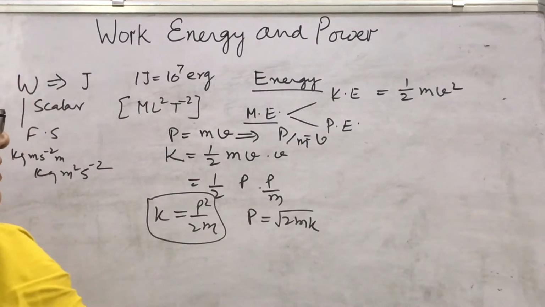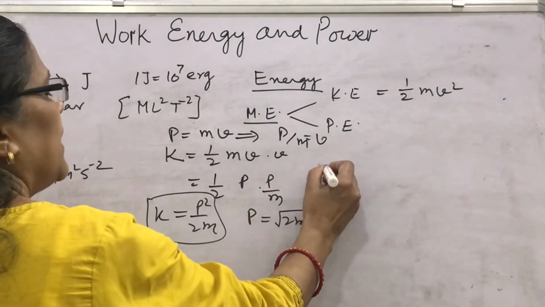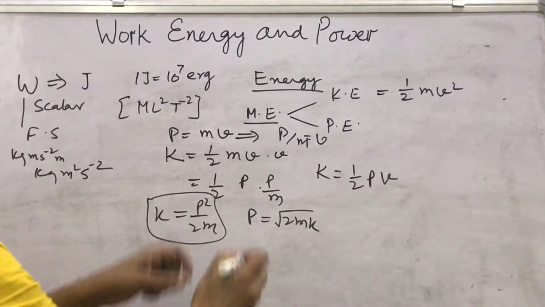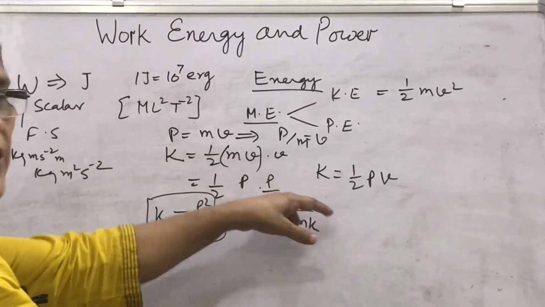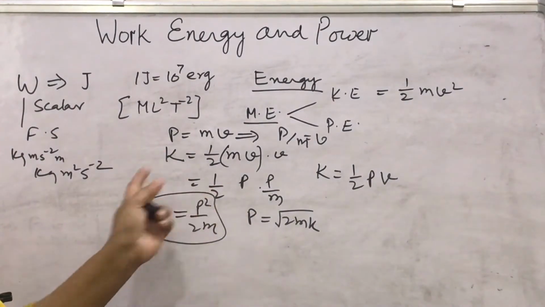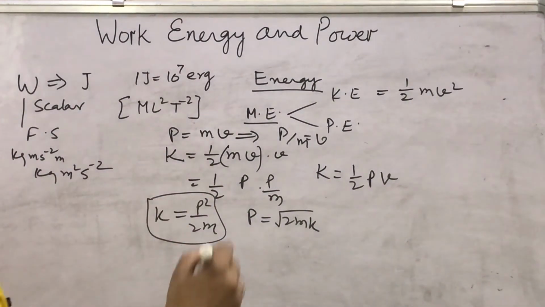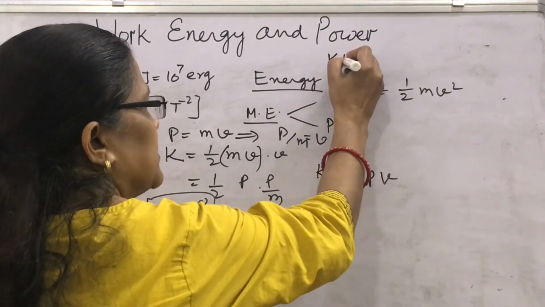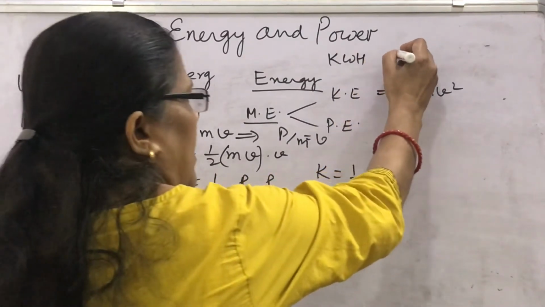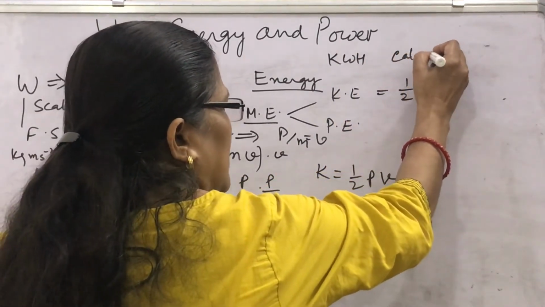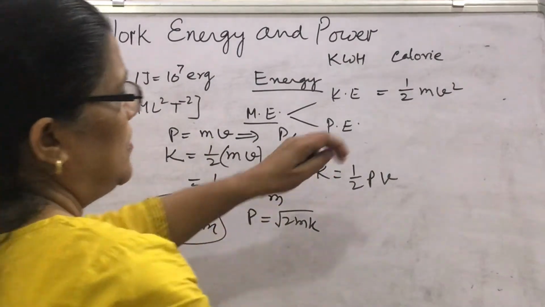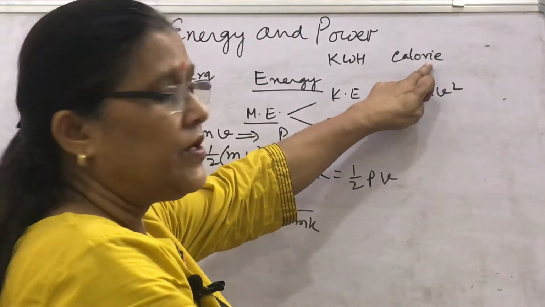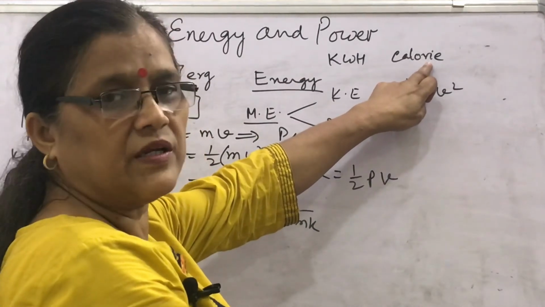The other relation you can also find is K = half pv, where this is p and this is v. In this way the kinetic energy and momentum are related. Other units of energy are kWh. You must be knowing calorie, the amount of heat given to raise the temperature of 1 gram of water from 14.5 degrees Celsius to 15.5 degrees Celsius.